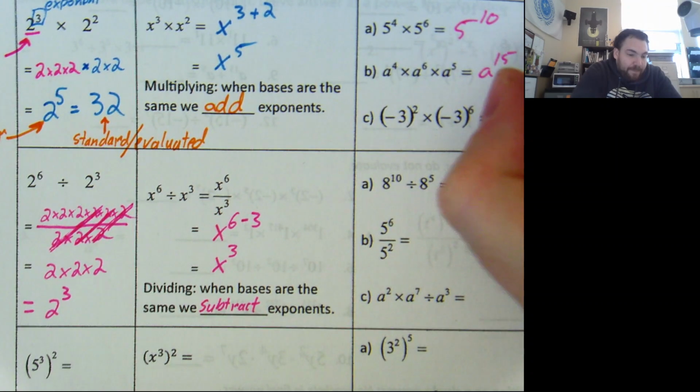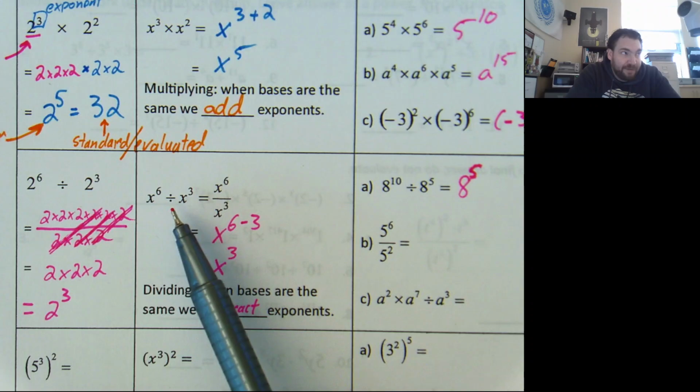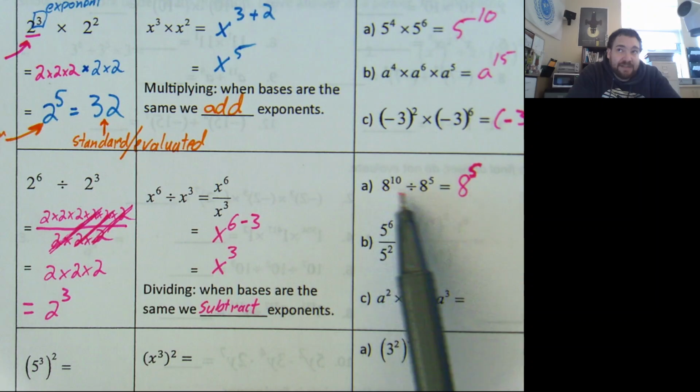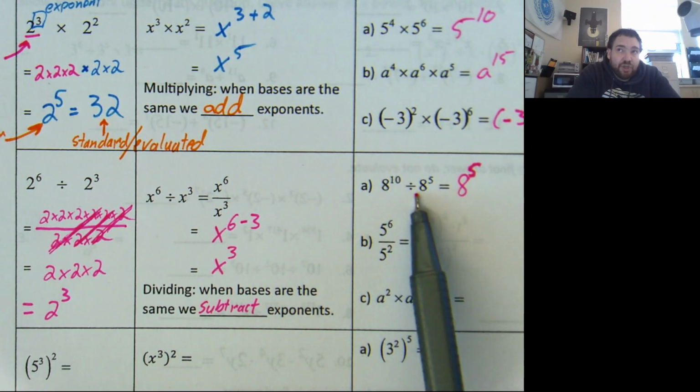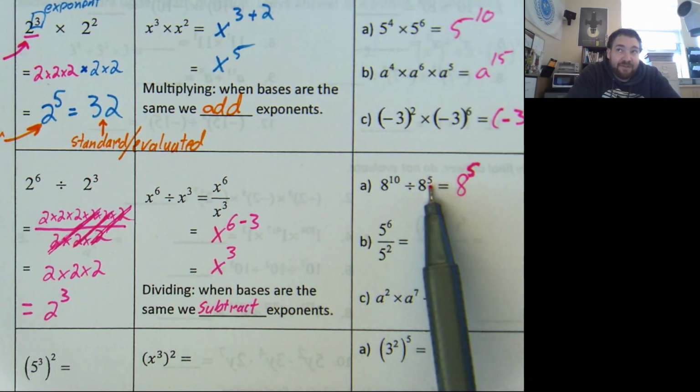Who said 5? It's 2. It's not 2, it's 5. What? When you divide bases, Jordan, look here. Ethan, don't mess around. When we're dividing bases, Jordan, we subtract the exponents. When we're dividing bases, you subtract the exponents 10 and 5. 10 minus 5 is 5.